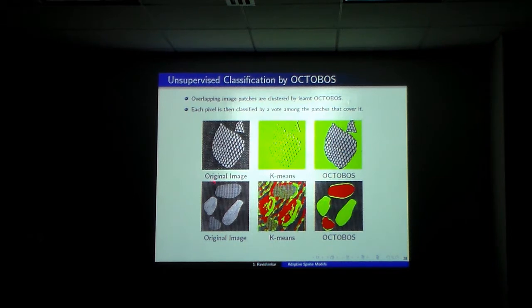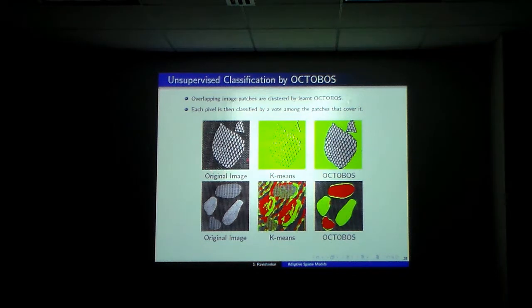So I want to show some results. If you have an image like this, then you really do have a lot of different structures in the image. So if you could learn an octopus or a union of transforms and try to classify the texture, the pixels in the image into different classes. How do you do that? First of all, you take the overlapping patches of the image and you train your octopus or union of transforms on these overlapping set of patches, and this automatically clusters the patches into different groups, and then each pixel is classified into a particular class by taking majority vote from the patches that overlap this pixel.